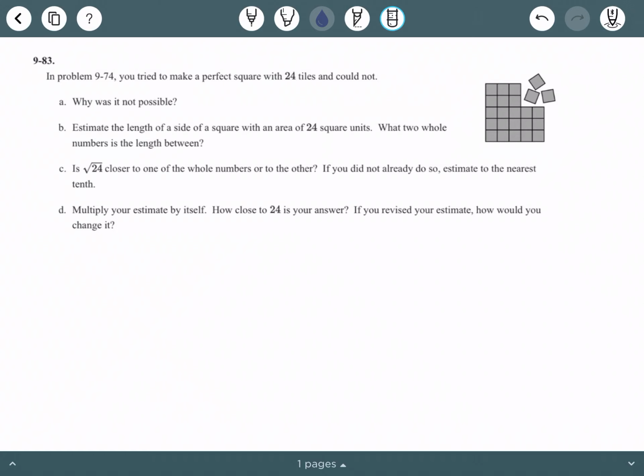983. In problem 974, you tried to make a perfect square with 24 tiles and could not. Part A, why was it not possible?